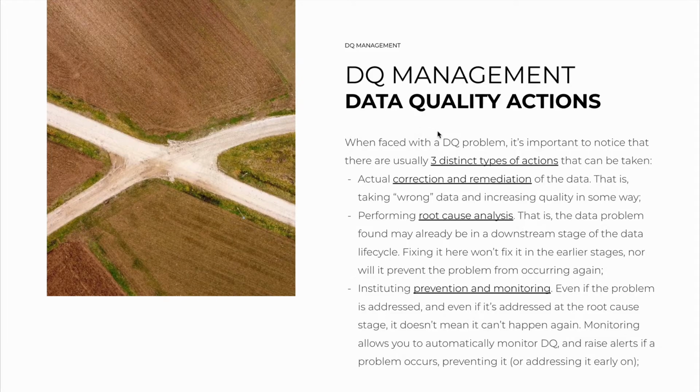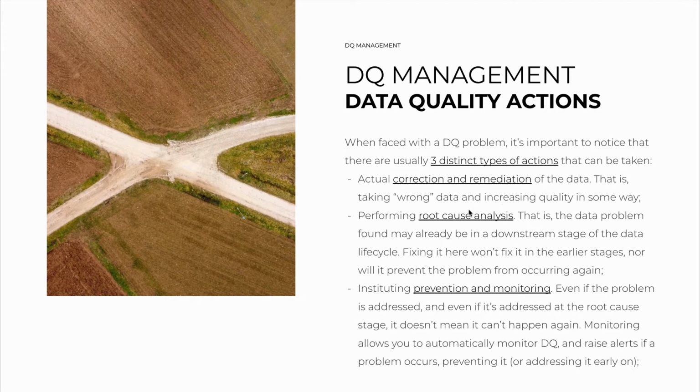When faced with a data quality problem, as mentioned, we can remediate it. But going deeper, there's usually three distinct types of actions that we can take in this type of situation. The first is the actual correction and remediation of the data. The usual task, if you will. That is, you take wrong data and you increase their quality in some way. You add missing data, you parse and standardize the values, and so on.